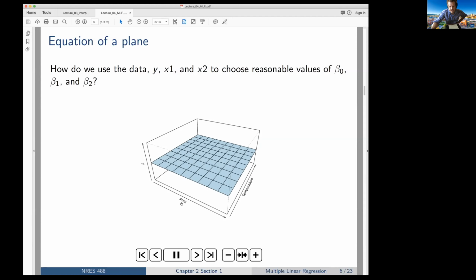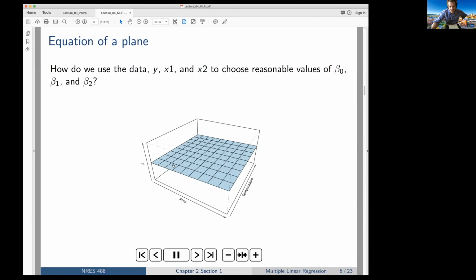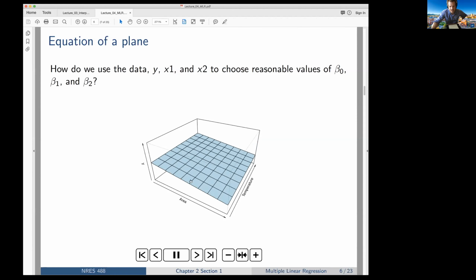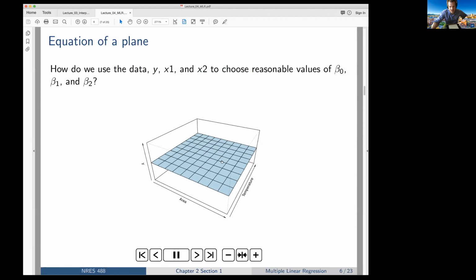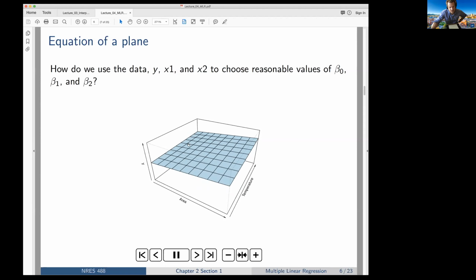Let's say area is x1. Beta 1 is going to be the slope going this way. We're seeing the slope going this way is changing a little slower than the slope for temperature. So beta 2 is the slope for temperature. That's what's moving the quickest.